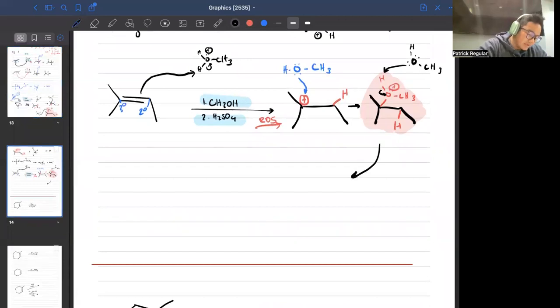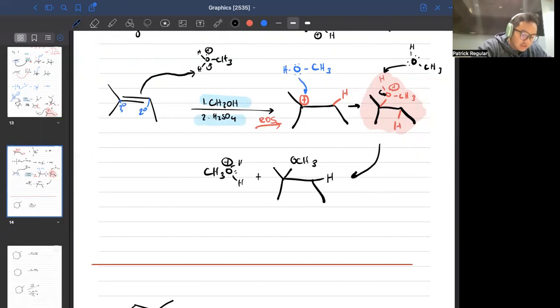So our products would be CH3OH2, positive charge, protonated whatever solvent was, and then our product, which is now just OCH3, an ether. That's it. That's literally it. All right. And again, you have a protonated methanol. What do you do with that? Nothing. It's an acidic solution.